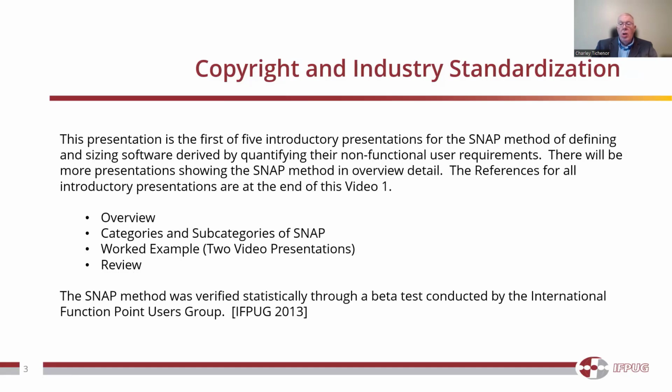So if you go to the end of video 2 or 3 or 4 and you see some references or some citation marks there, you can always come back to the end of video 1, and you'll see the references there. The first video is our overview. The second video is the categories and subcategories of SNAP. The third video is going to be really video 3A and 3B to show a worked example. And our last video is going to be a review of the first 3 videos.